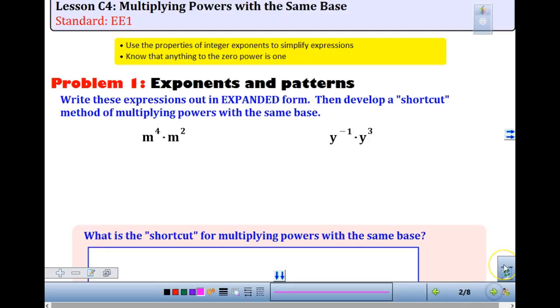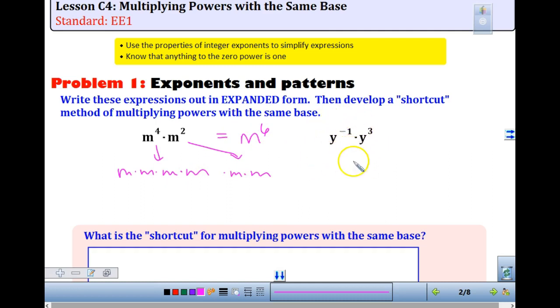If you would please turn to your notes. And we're going to look at the C4 notes. At the beginning of the unit, we talked about the expanded form. Would you please right now write out the expanded form for both of these? Okay? So m to the 4th, how many m should I be writing down? 4 of them, right? And m to the 2nd is going to be? How many more? 2 more. So that my answer should be m to the 6.